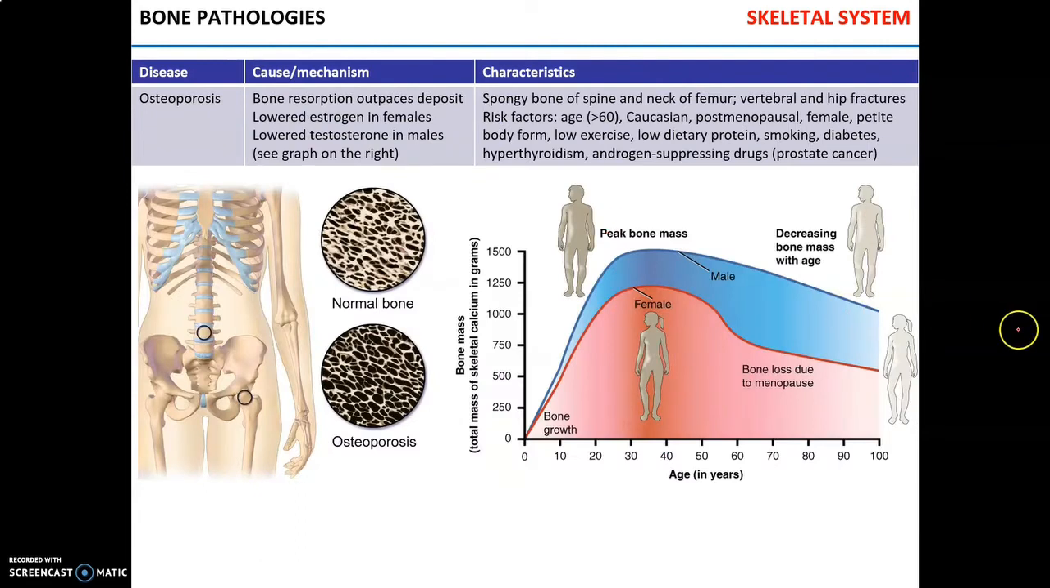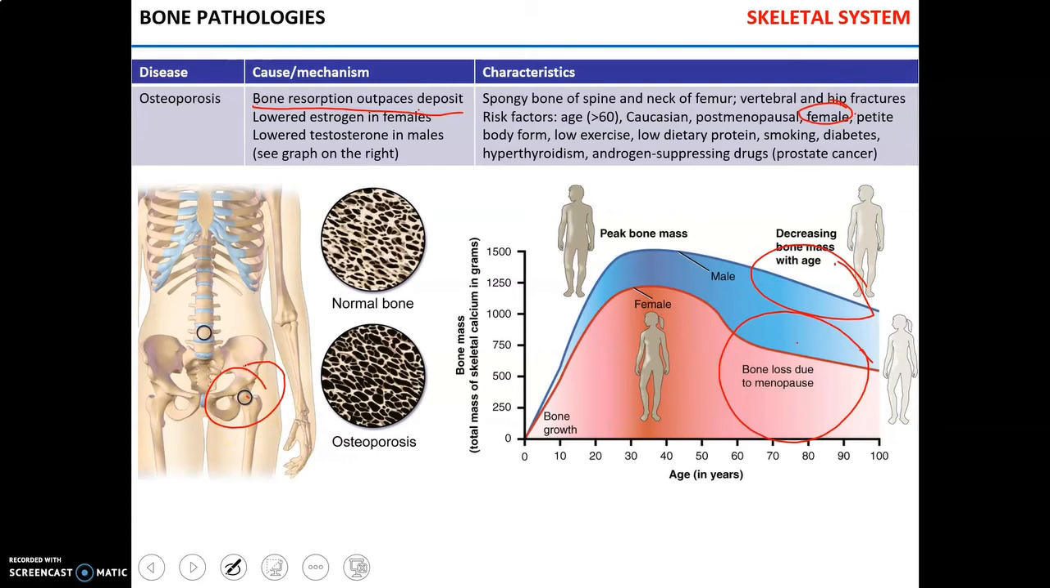One of the most common pathologies of the bone is osteoporosis. In this condition, the resorption of the bone goes faster than the deposition. The main cause of osteoporosis currently is the lower levels of estrogen in females after the menopause. In males, testosterone levels also decline with age, but not as fast as in females. This is why being a female is one of the significant risk factors. Osteoporosis affects spongy bone of the spine and the neck of the femur right here.